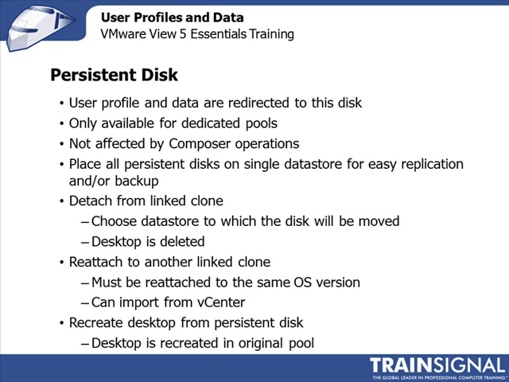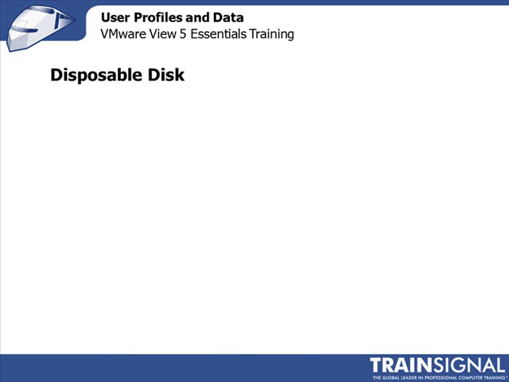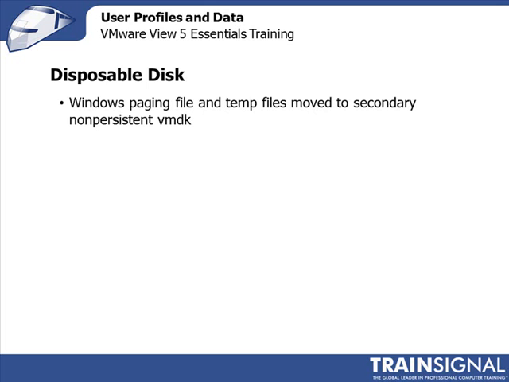In that case, the desktop that it creates will be in the same pool that the persistent disk previously was a member of. Now let's talk about the disposable disk, which doesn't directly address the management of a user profile, but does have a huge impact on the sizing of the linked clone and the management of the user data. The disposable disk is used to store the Windows paging file and temp files on a secondary non-persistent VMDK.